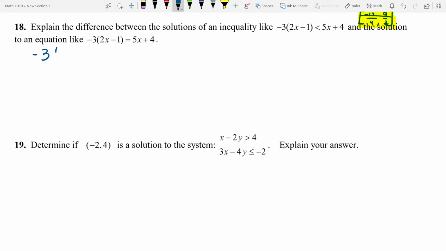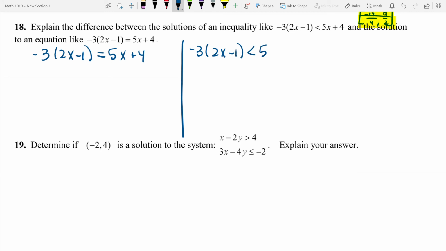We're going to go -3 times 2x minus 1 equals 5x plus 4. Then we're going to do a line, and we're going to go -3 times 2x minus 1 is less than 5x plus 4. We're going to solve them side by side, and then we're going to explain the difference. And they'll eat this up. They'll love it. Distribute the -3, and you get -6x plus 3 equals 5x plus 4.